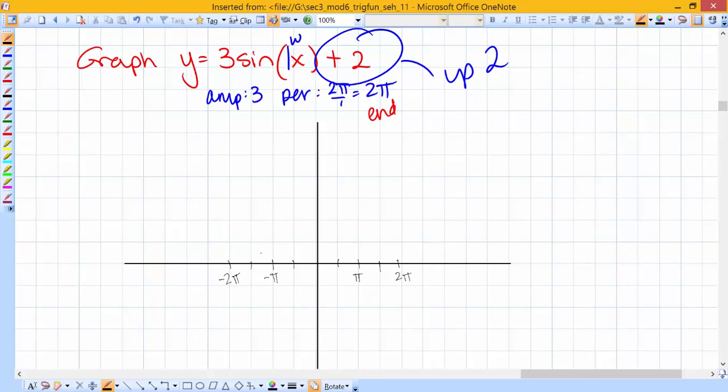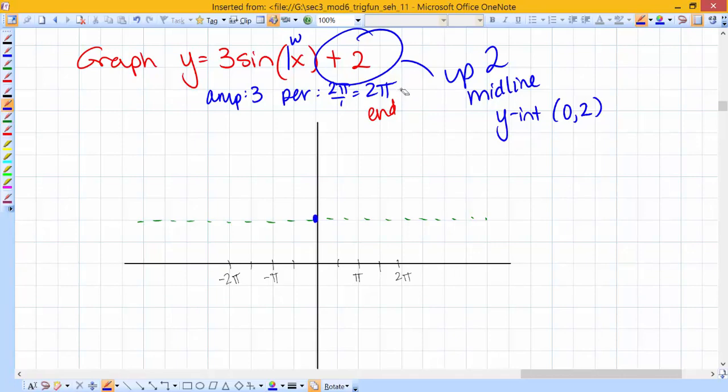All right. So now I'm going to pay attention to the plus 2. That plus 2, that's your new midline. That's your y-intercept. So instead of your y-intercept being at 0, 0, it is now at 0, 2. So I'm going to be up at 2. That's your midline. I'm going to draw a green dashed line through there. So I have my first point drawn.